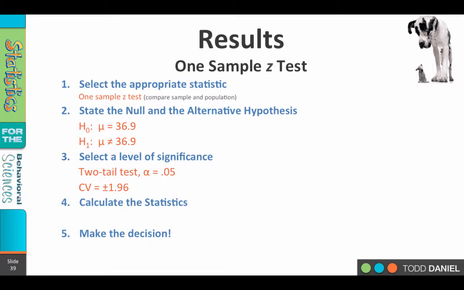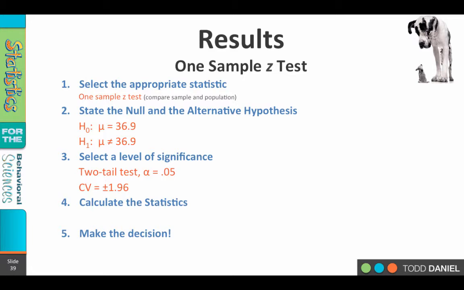State the null and alternative hypotheses. For these, you should use the symbols, not the words. So you would have H sub 0 colon, mu equals 36.9. That's your null hypothesis. Your alternative is H sub 1 colon, mu does not equal 36.9.